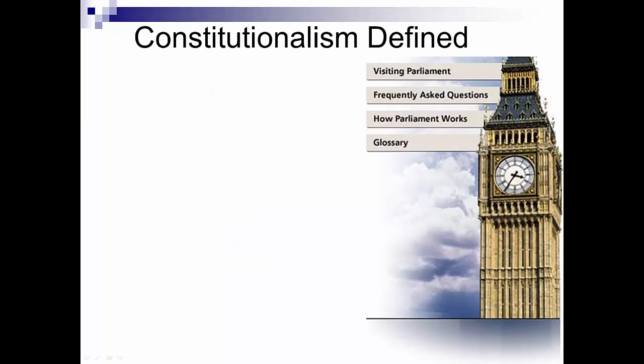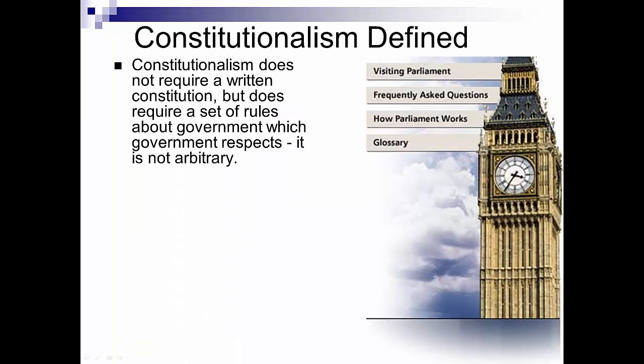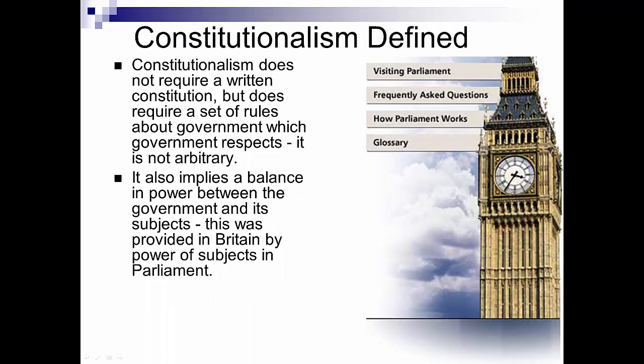a constitutional monarch. So constitutional doesn't require a written constitution, but it does require a set of rules about government, about what government respects. In other words, it's not arbitrary. It also implies a balance of power between government and its subjects. This will be provided in Britain by the power of subjects in Parliament.